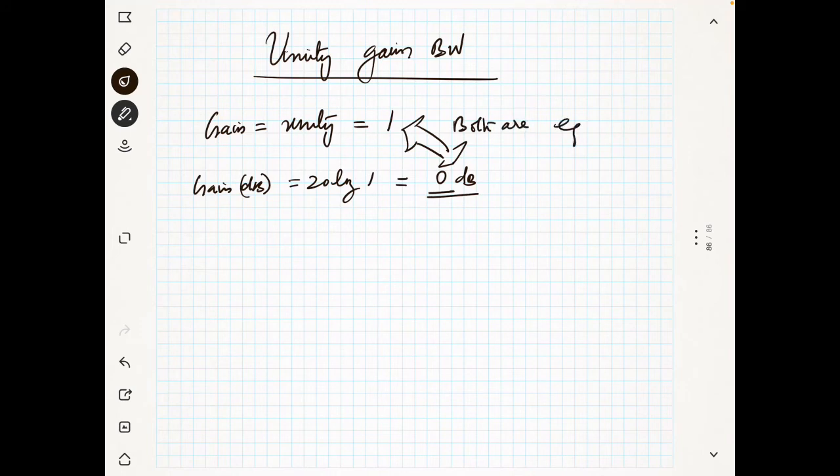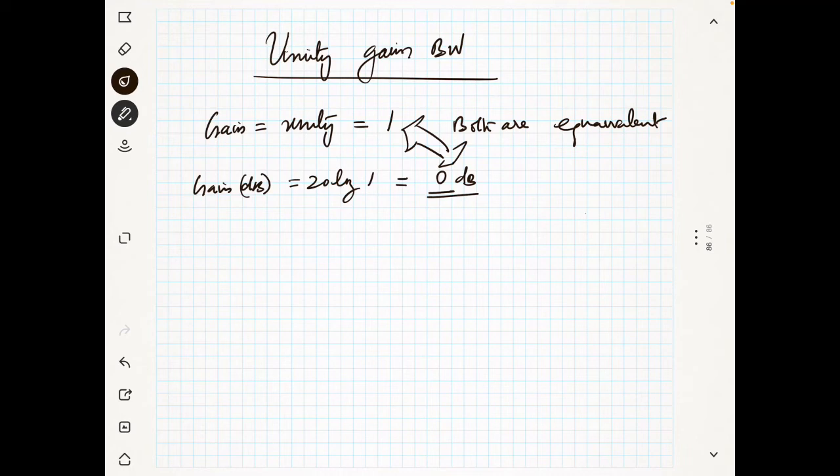So 0 dB basically means you are talking about unity gain. Now I told you the gain into bandwidth will always be constant. Okay, the gain into bandwidth will always be constant.